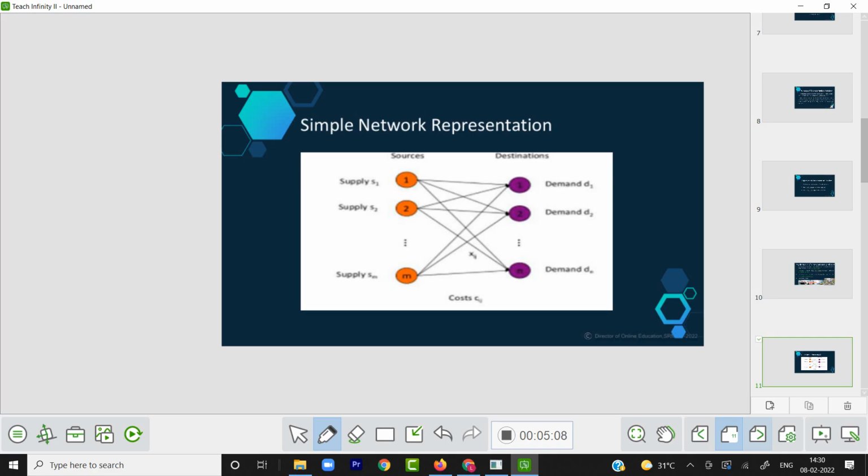Here you might have seen the sources to destinations. This is a simple network. Here we used to say node or vertices. You might have seen the supply at one place and the demand at another. This is source 1, this is source 2, this is source 3, like that.